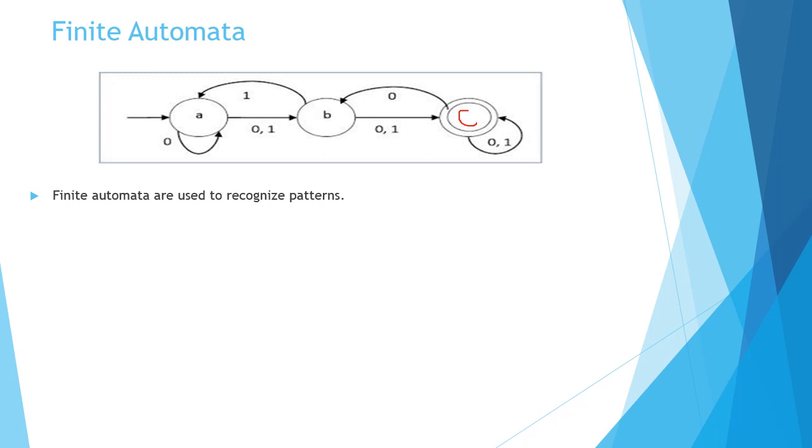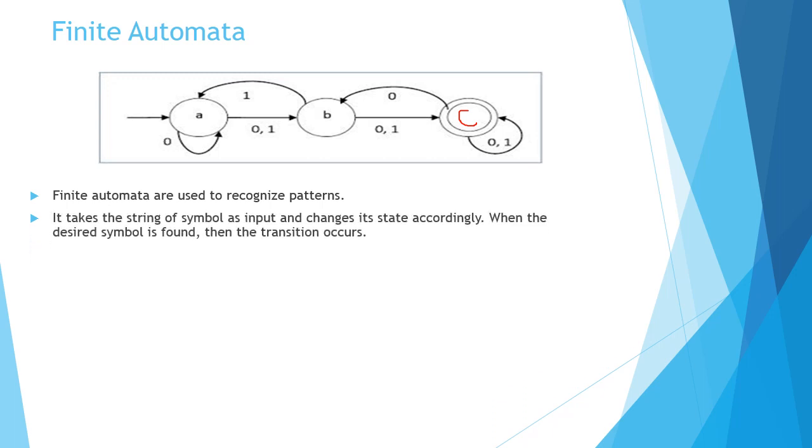Finite automata are used to recognize patterns. Basically, the use of finite automata is to recognize patterns in machine learning. It takes a string of symbols as input and changes its state accordingly. When the desired symbol is found, the transition occurs. So what does it actually mean? Our finite automata takes the string of symbols as an input and changes its state accordingly.